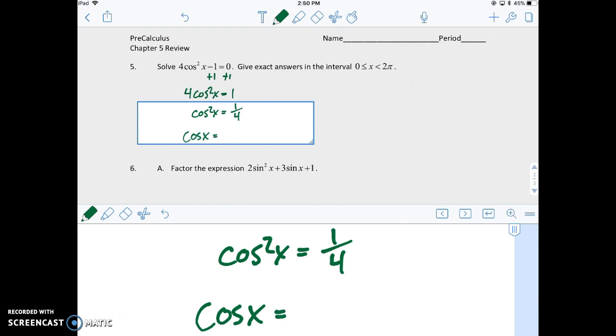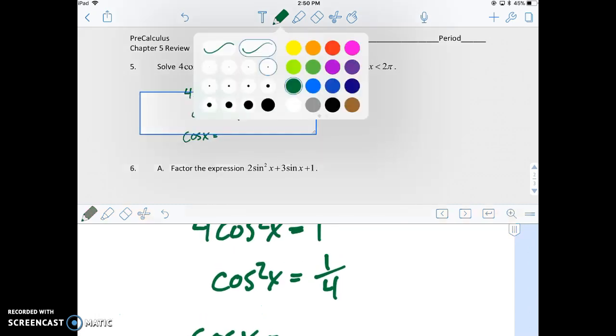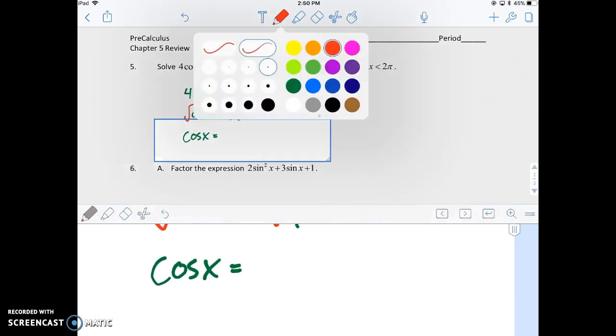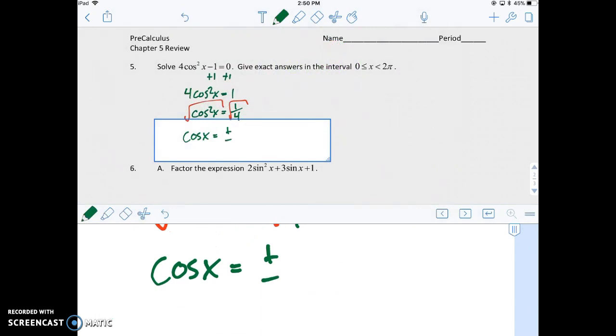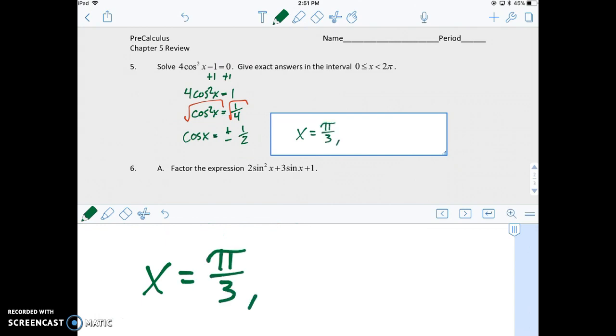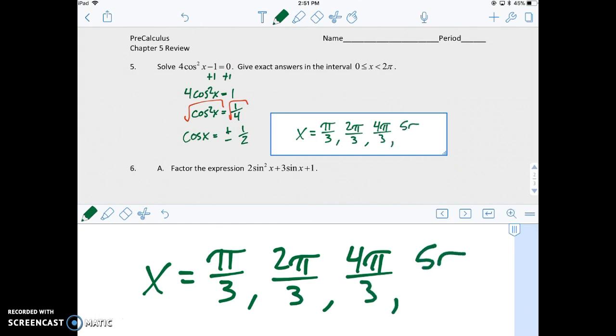Right? Remember, when we square root, we want to make sure that we have both the positive and negative versions of the answer, so plus or minus 1/2. Right? So we want all the spots in our table now, our chart, where cosine equals 1/2, which will tell us that those spots are x equals pi over 3, 2 pi over 3, 4 pi over 3, and 5 pi over 3.